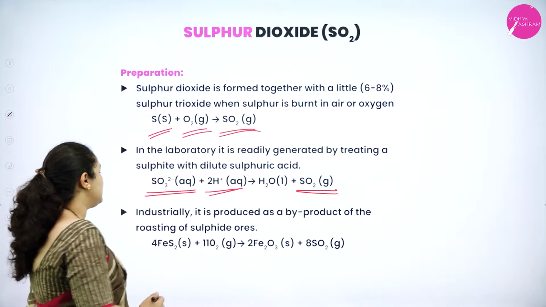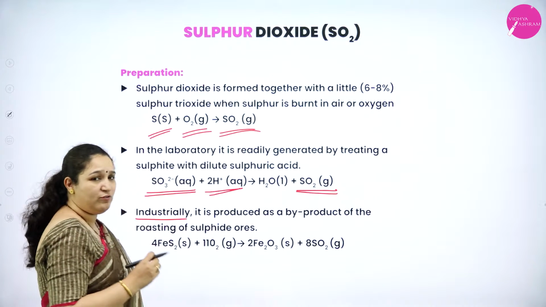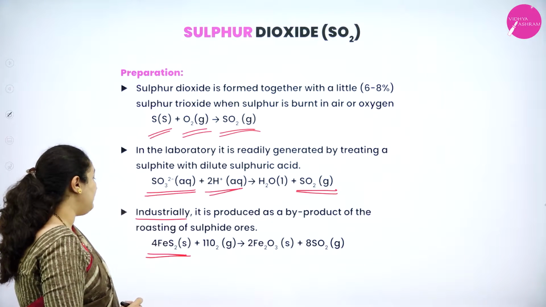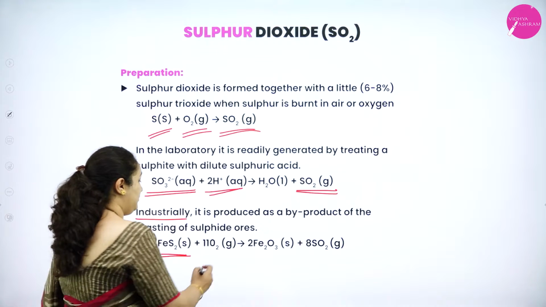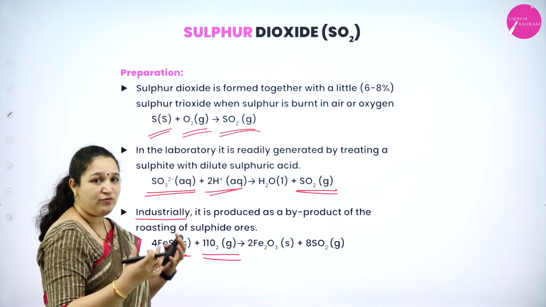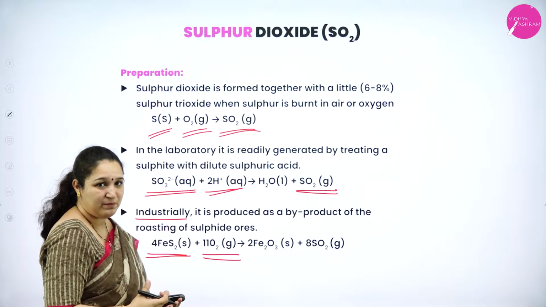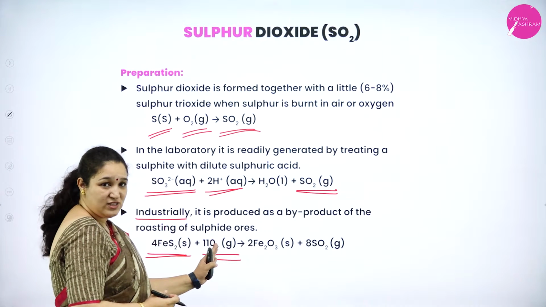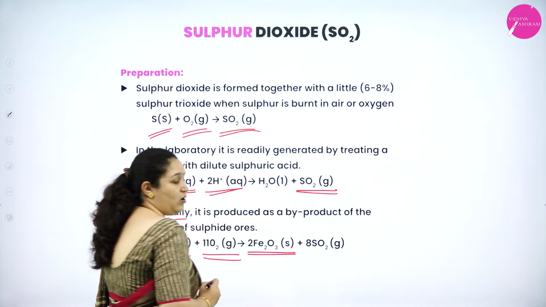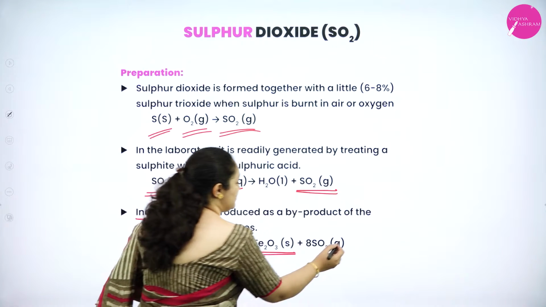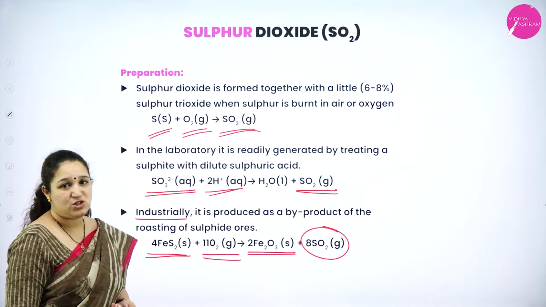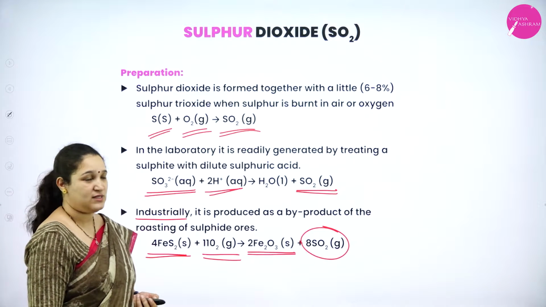The third method, the industrial method of preparation, is by roasting any sulfide ore. For example, we have taken FeS2. Roasting means it is treated with a blast of air and heated at a very high temperature. So the sulfide ore is heated with oxygen, it forms the oxide of the metal, and sulfur dioxide gas is liberated. So these are the three methods of preparation of sulfur dioxide.